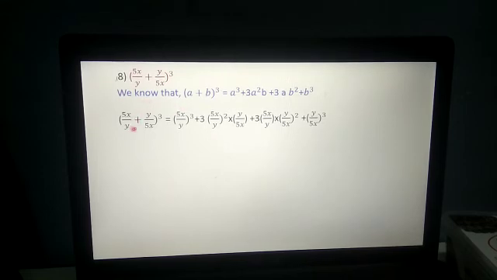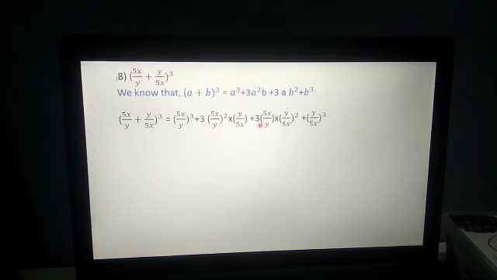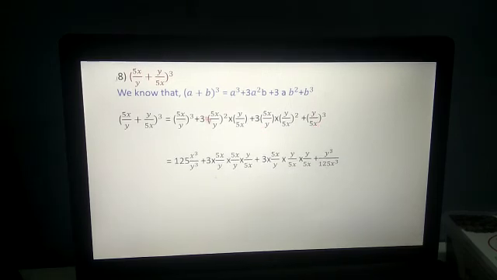Then (5x/y + y/5x)³ is equal to what? A cube. A means 5x/y plus 3 into a square. A square means again 5x/y into b. B means what? y/5x plus 3 into a into b square. A is 5x/y and b is (y/5x) whole square, plus b cube. B is what? (y/5x)³. In this way what we'll do? We'll write the answer now.